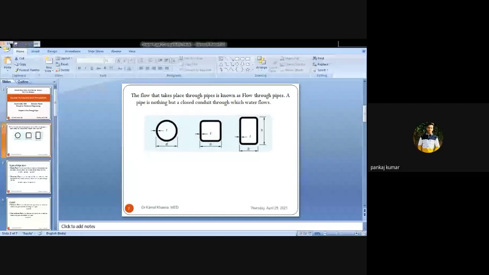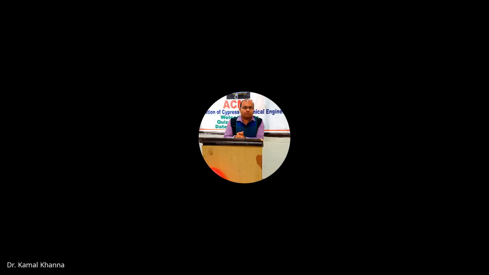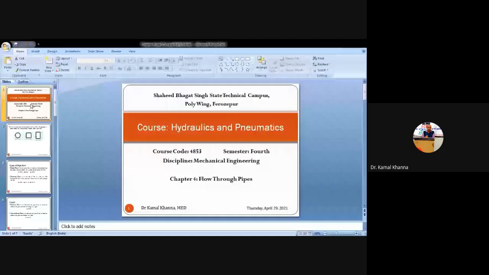Yes, sir. So in the previous chapter we have read about flow of fluid, that is how the fluid flows from one point to another point. We read about the principle of conservation of mass, that is the continuity equation of flow, and how we calculate the total head, that is Bernoulli's theorem, how the total head remains the same from entry to exit. These were some topics we read in the previous chapter. But now in this chapter 4, that is flow through pipes, we'll study how the fluid will flow through the different cross sections of pipe.